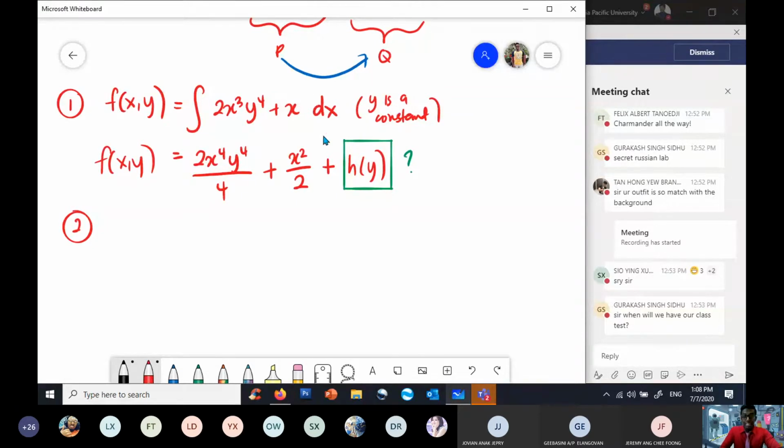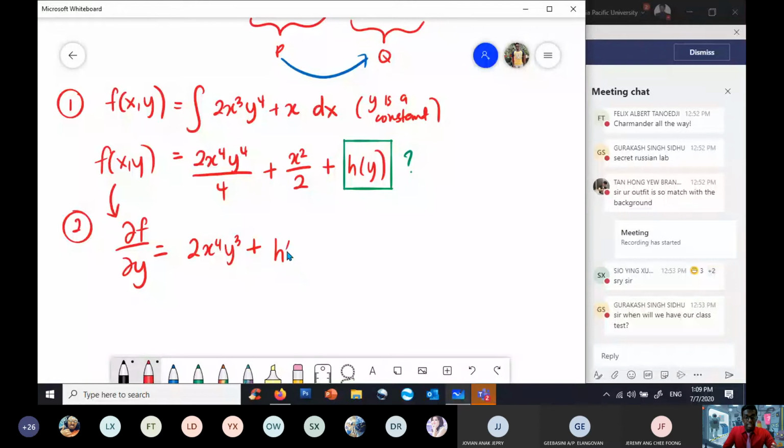Just now, I integrated with respect to x. So now, I'm going to differentiate with respect to y, the other variable. So I'm going to differentiate f with respect to y. So okay, from here to here. Differentiate this with respect to y. You bring the 4 in front, the 4 and 4 cancels off. So what we have is 2x4 y cubed. Differentiate x squared over 2 with respect to y, the whole thing disappears because it's just a constant. Differentiate h of y, what would you get?